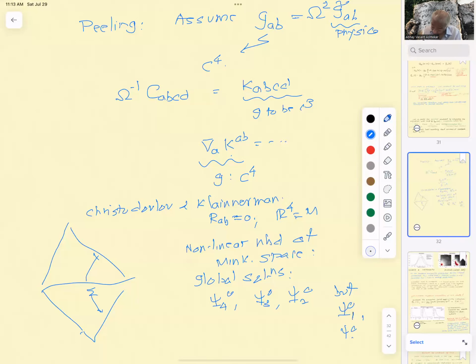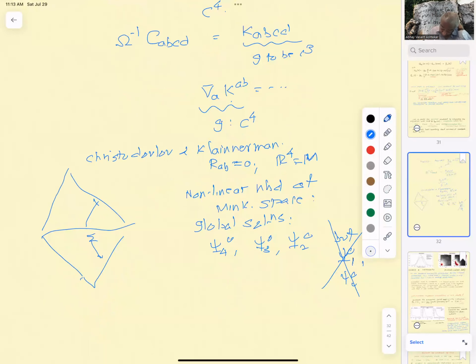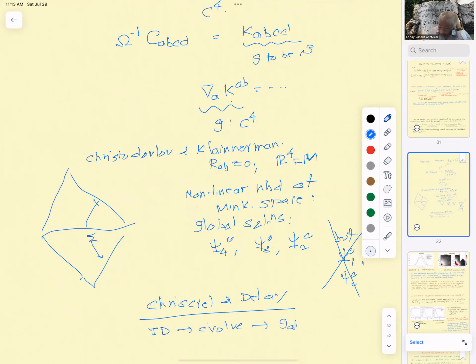And similarly, psi naught doesn't exist. And that became a kind of intuition mantra in the mathematical relativity community that peeling does not hold. But there are also theorems due to Christodoulou, Friedrich and Daley, which say that in fact you can give initial data, evolve, and get a metric. So the conformally rescaled metric g_ab would be C^k for any finite k.